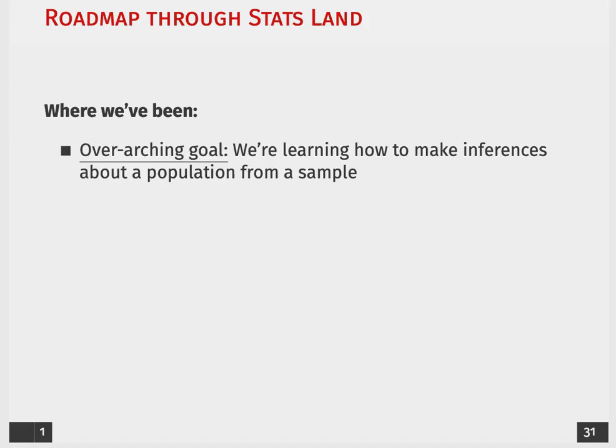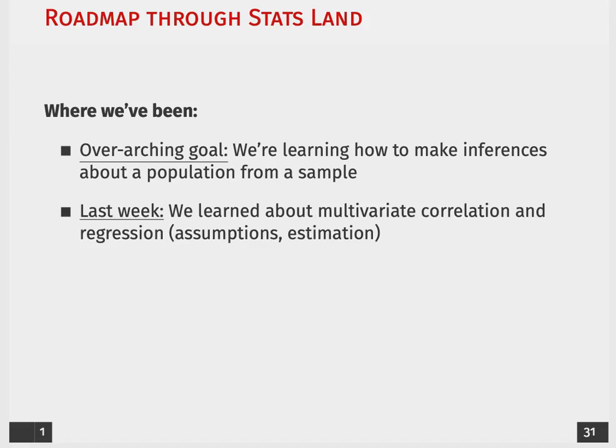Now, as a general reminder, what we're hoping to do every class period is take some data that we receive from out in the world, and we hope to make an inference about that sample to a general population. And like I said, last week we learned about how to move from the bivariate case of having one covariate and one outcome to having multiple covariates and one outcome. And we talked specifically about the assumptions as well as the estimation procedure.